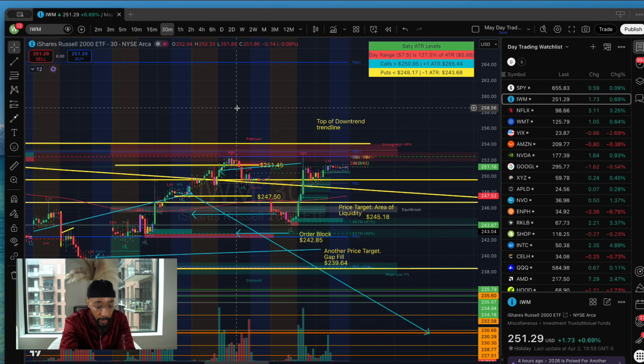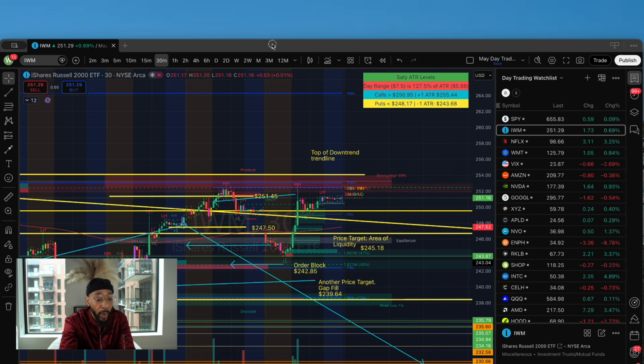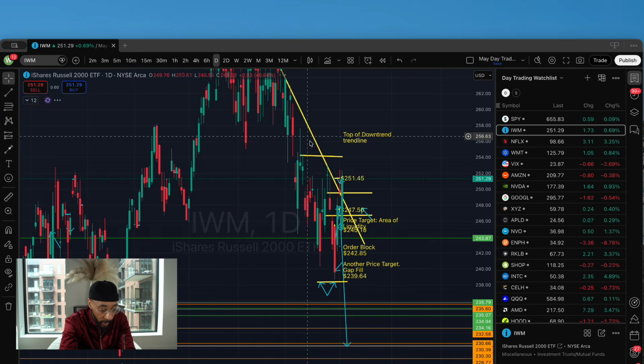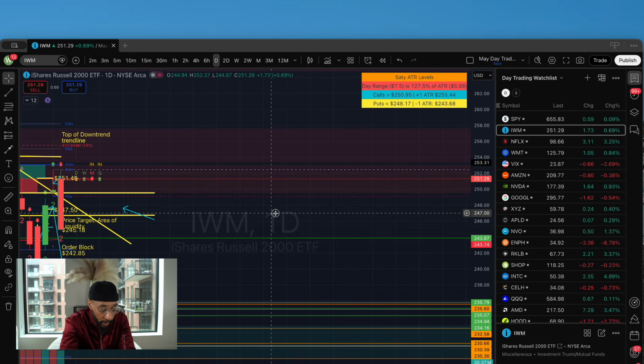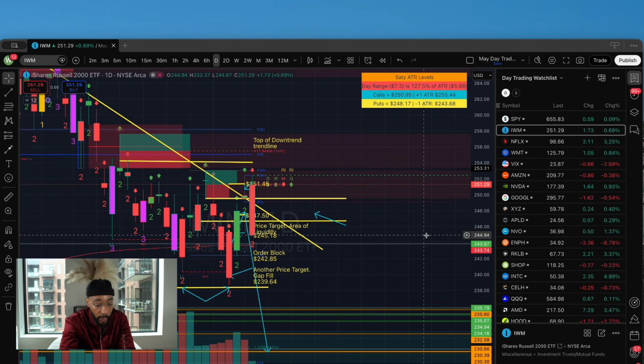The next thing that you're going to need to understand, and this is probably the most important part of it, is areas of liquidity and order blocks. You cannot trade IWM without knowing your areas of liquidity and your order blocks. If you don't know where sellers are at and where buyers are at, you are guessing. This is the secret sauce to learning how to master and trade IWM.